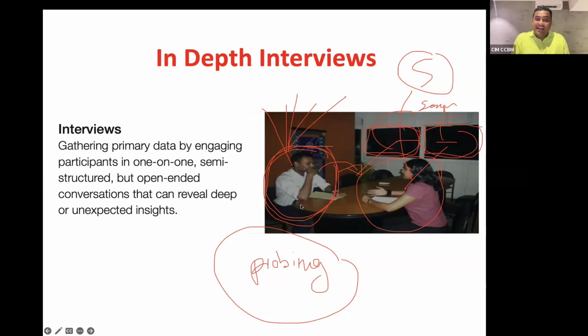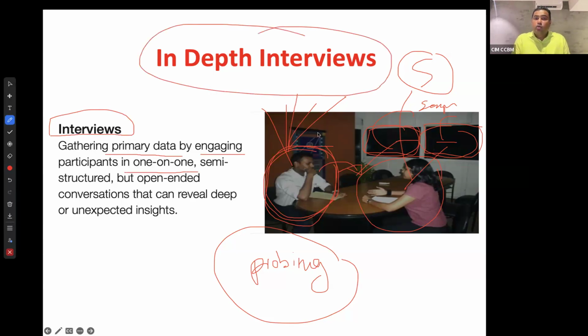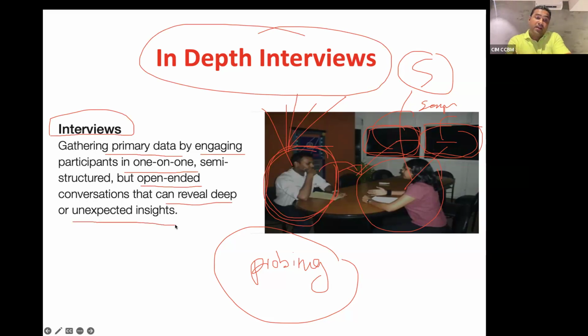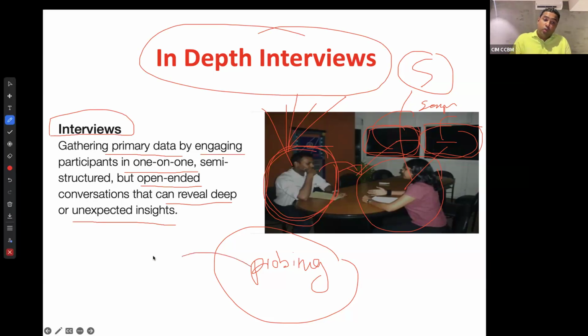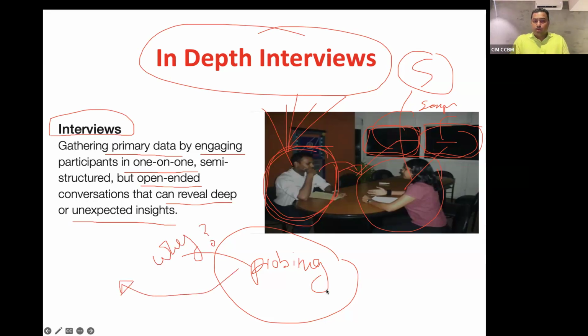So can you see how research is done? This is called in-depth interviews, gathering primary data by engaging respondents one-to-one. In-depth interviews are one-to-one. And you will ask open-ended questions where they can reveal deep, unexpected insights. So open-ended means you probe. Why do you go to the banks you go to? Why do you use the credit cards you use? Can you tell me why you use the ATM and the mobile app and not the other channels?